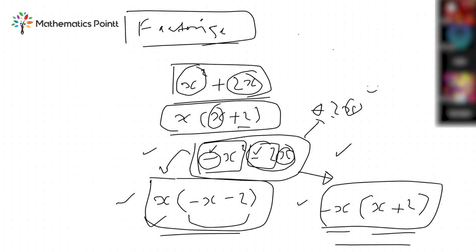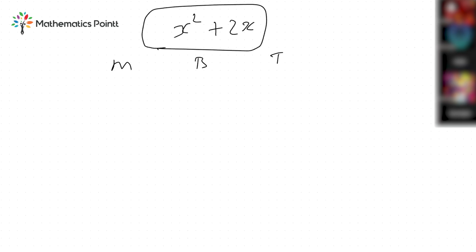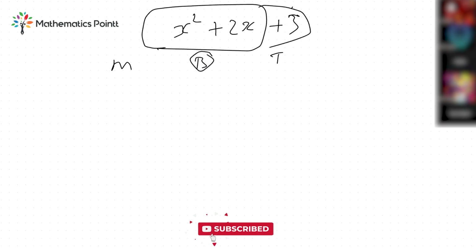All right. But this is factorized, right? The last one was factorized. Okay, coming back, this is a binomial. Good job. Now, if I say plus 3, if I add another term to it, what is it now? A monomial, a binomial, a trinomial? Trinomial.